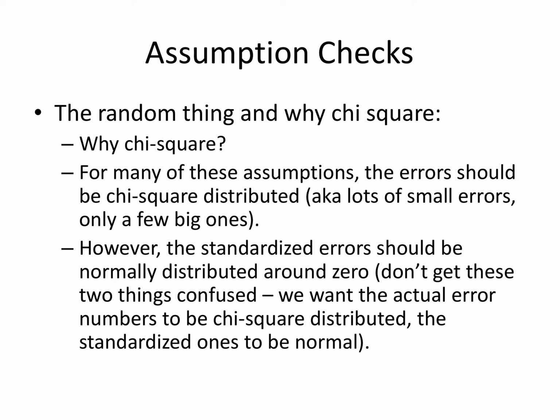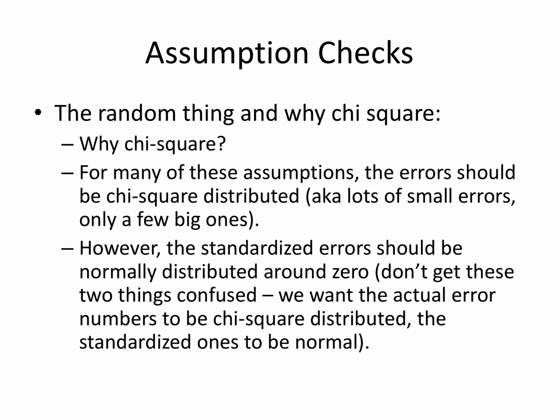Okay. The reason for this is that for the assumption tests we're getting to, normality, linearity, and homoscedasticity, what we expect is a chi-square distribution of the errors. We've already talked about this a little bit, but the errors are how off we are at guessing. So we want lots of small errors. This is the center of our town. We want lots of people close to the middle of town and only a few big errors. And that's a chi-square distribution.